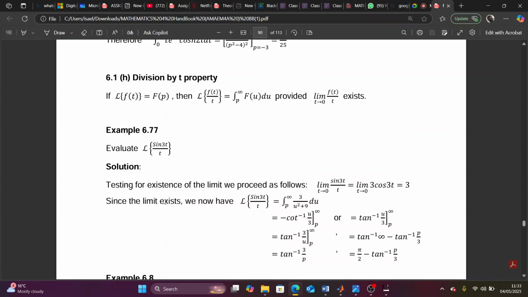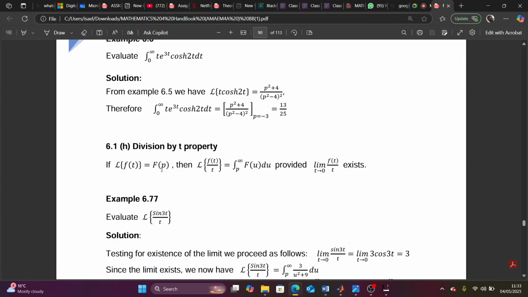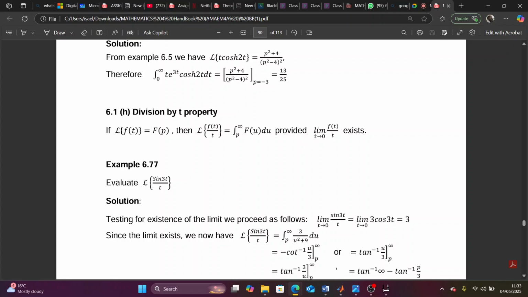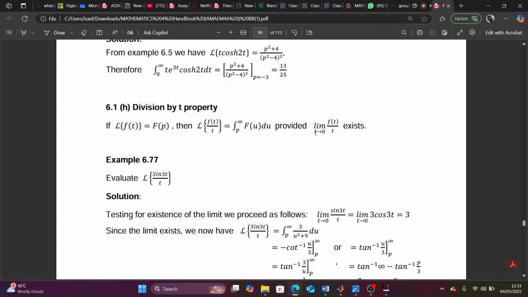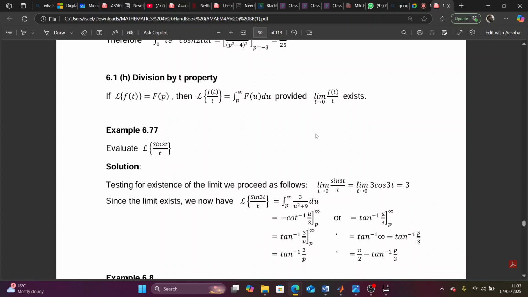Now, what is happening here? Division by chi. What is the formula saying? First of all, we have to prove existence. How do we prove existence, Mr. Trinity? What you simply do is substitute the limit of chi going to 0 under this equation.